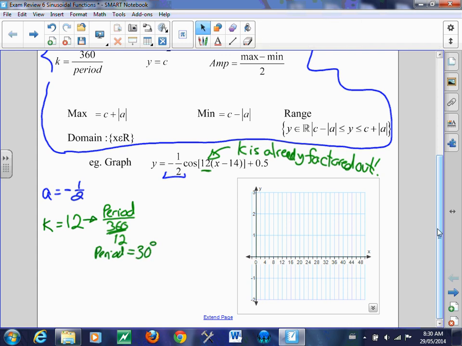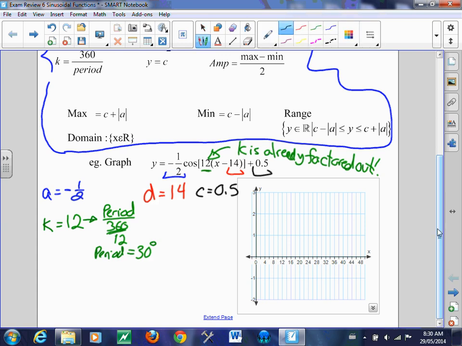What else do I know? If I look at my other letters here, I've got D equals negative 14. I apologize, just 14. The negative is part of the formula. So D equals 14. And the last one we have is C, and C equals 0.5. Now remember, C tells us what? C gives us the axis. So I know my axis is y equals 0.5. So I'm going to actually draw that in to start with.